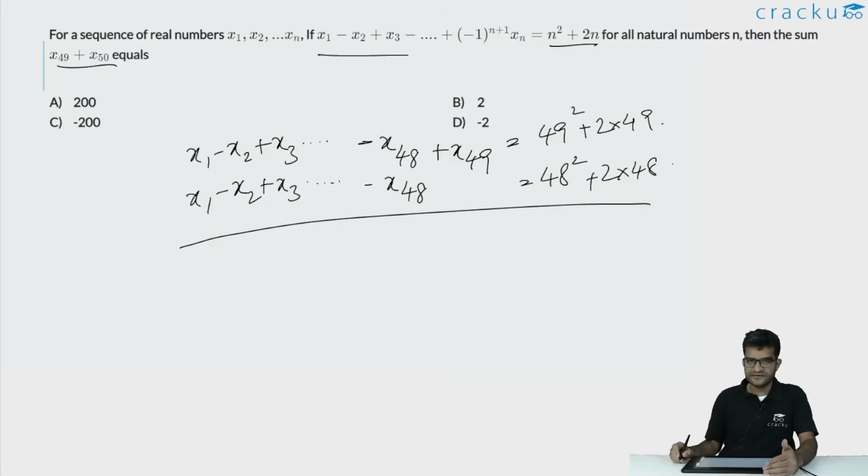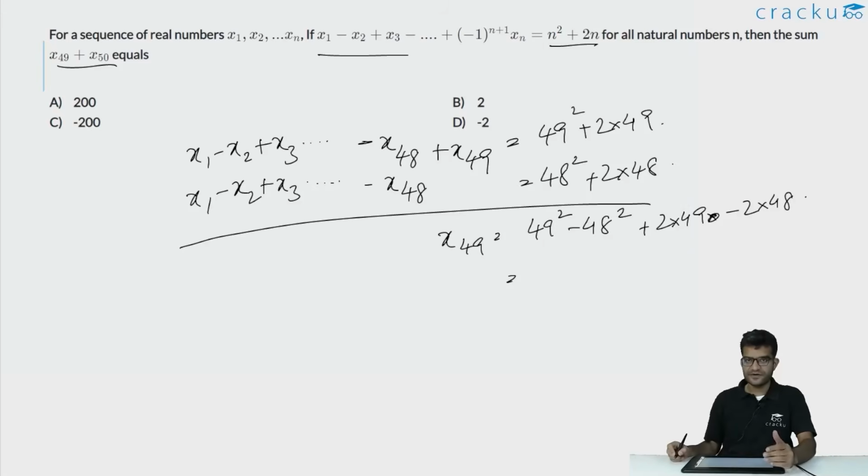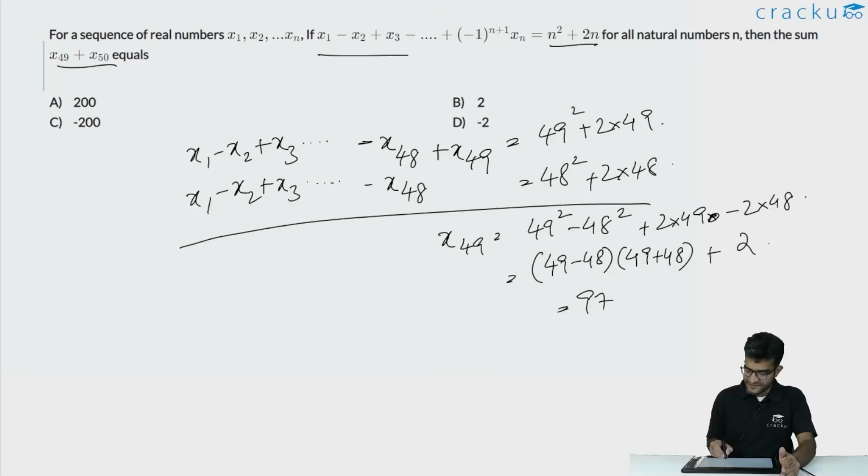Now if you subtract the second equation from the first equation, the first 48 terms get cancelled and you are left with x49. This is equal to 49 square minus 48 square plus 2 times 49 minus 2 times 48. 49 square minus 48 square can be easily calculated because this is of the form x square minus y square, which is equal to x minus y into x plus y. So this is 49 minus 48 into 49 plus 48, plus 2 times 49 minus 2 times 48 will be 2. So this is equal to 97 plus 2, which is 99. That is the value of x49.